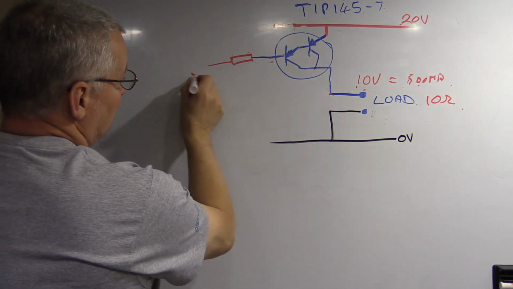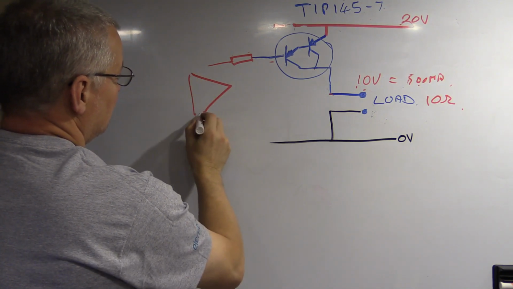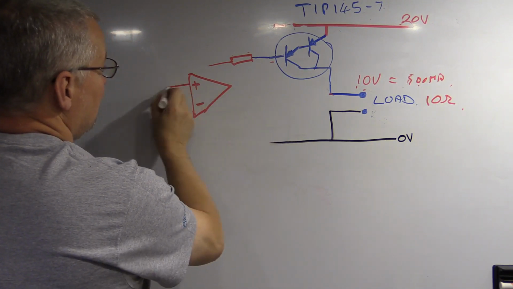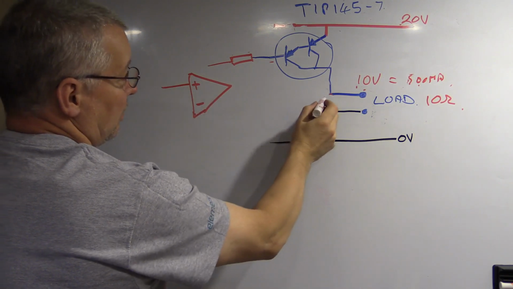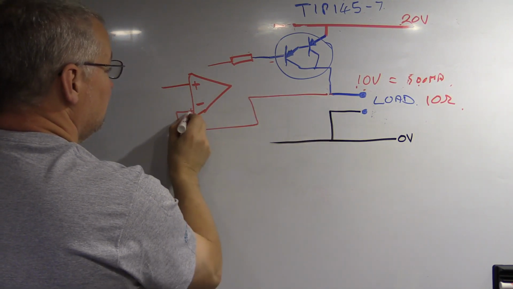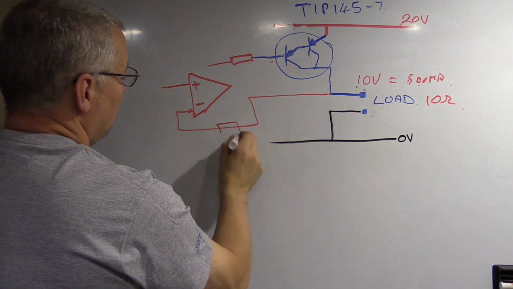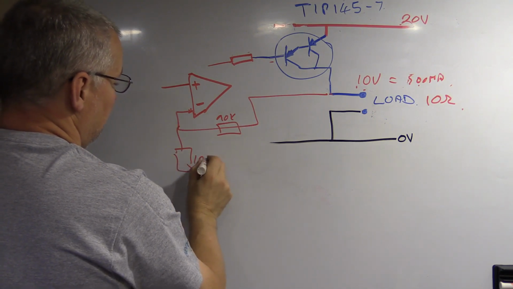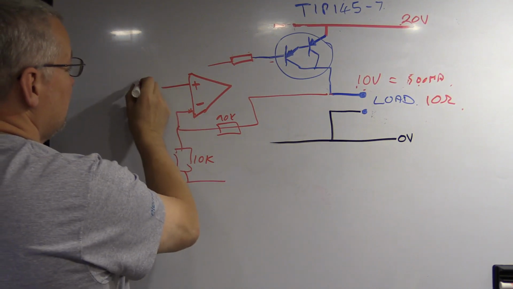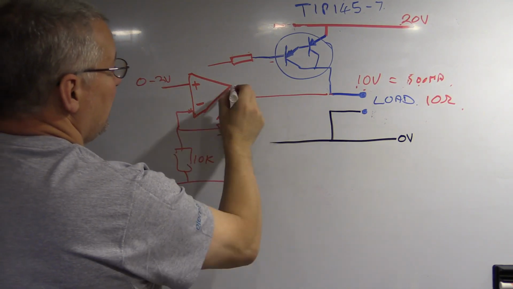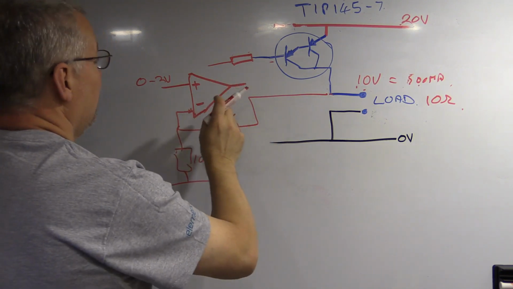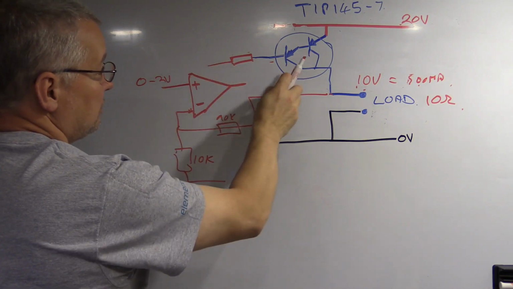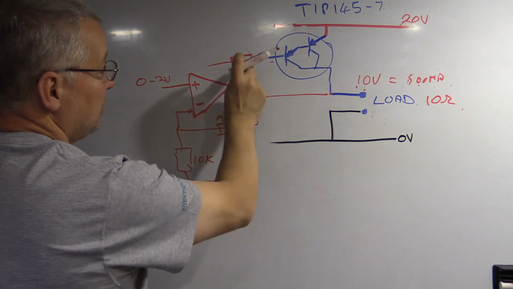So if we still had our op amp in here, we've got plus and minus. I want to set a voltage on here, and I want my feedback coming into this op amp. And just to keep it fair, let's put our 90K back in here and our 10K back in here. So this is basically your 0 to 2 volts giving you 0 to 20 volts out. Well, that's great, but there's an immediate flaw with this. This output goes high to try and turn this transistor on. We need the output to go low to try and turn this transistor on.